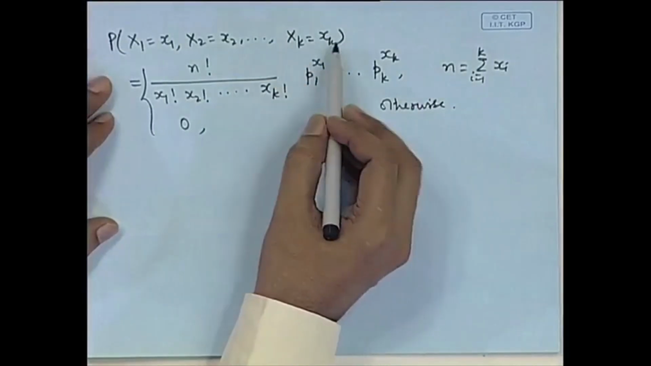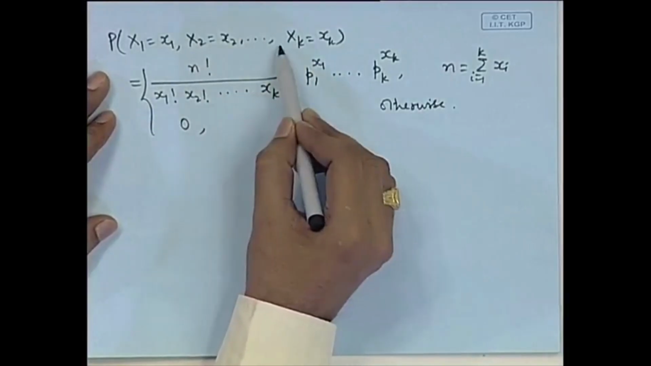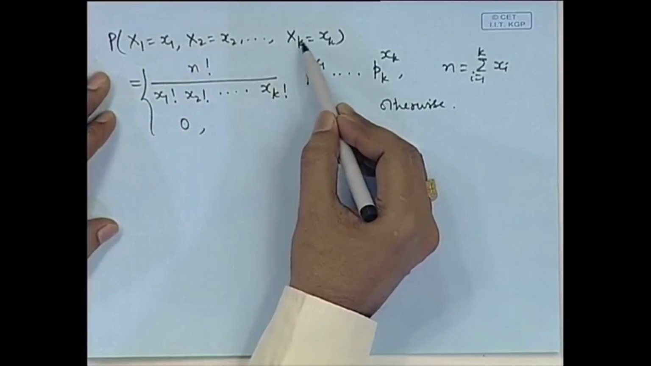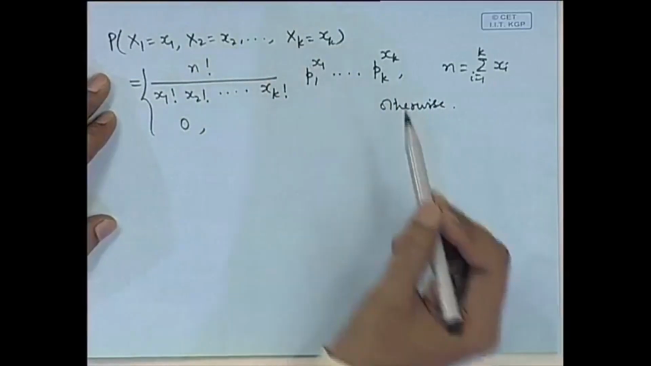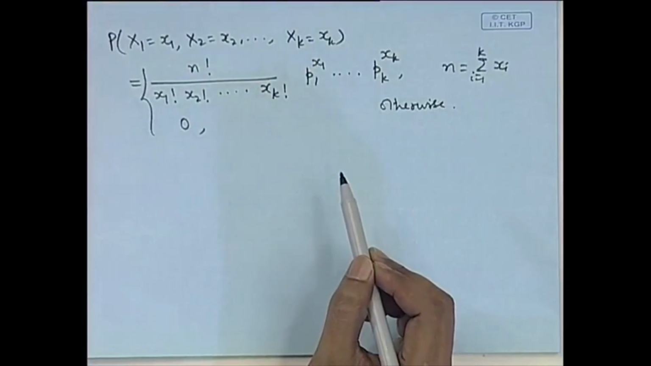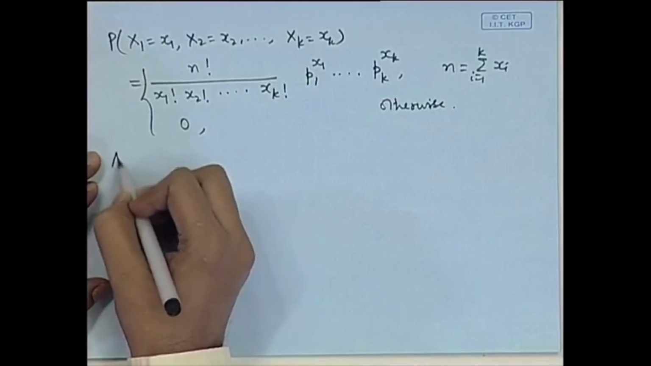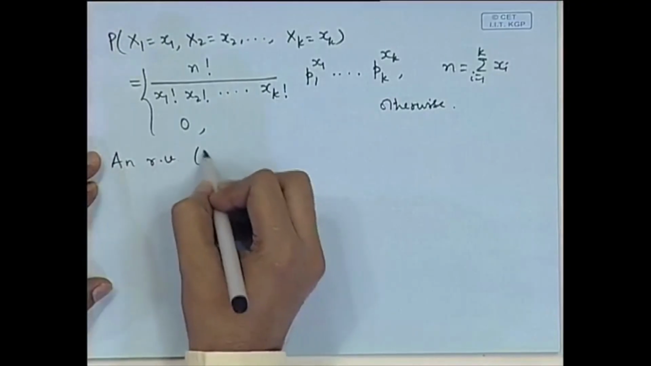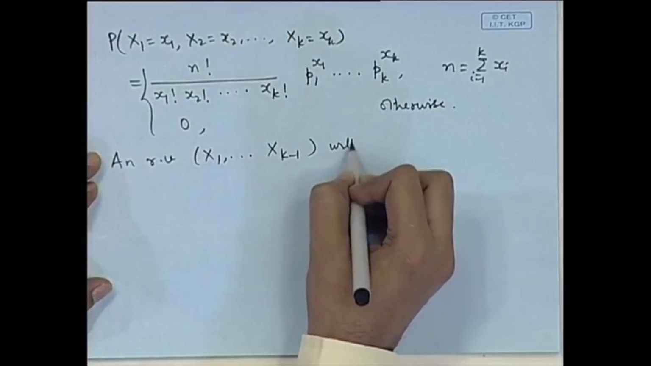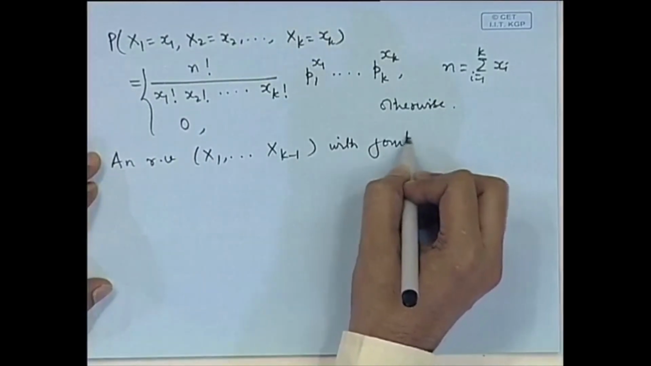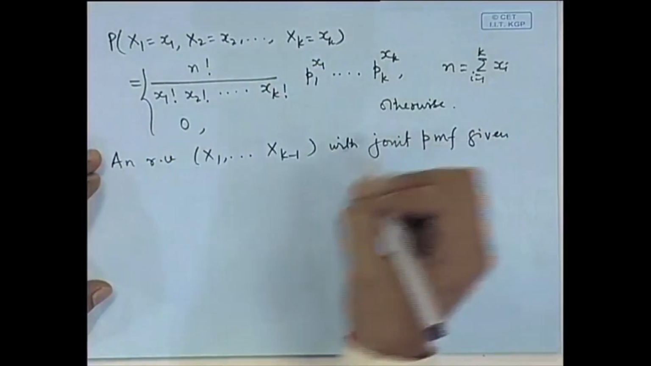Now, if we look at this distribution here, if x 1, x 2, up to x k minus 1, that is any k minus 1 of these variables are given, the last one can be determined as n minus the sum of the remaining ones. So, we consider the joint distribution of a random vector x 1, x 2, x k minus 1 with joint probability mass function given by this.